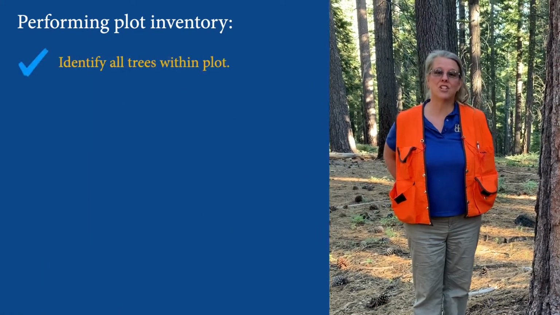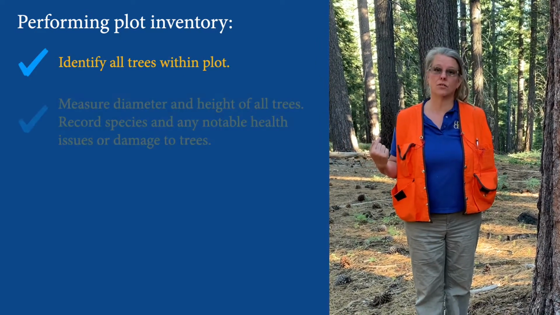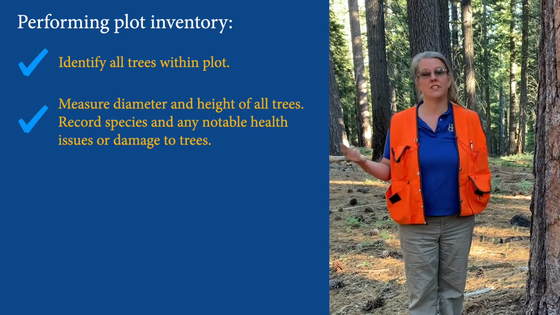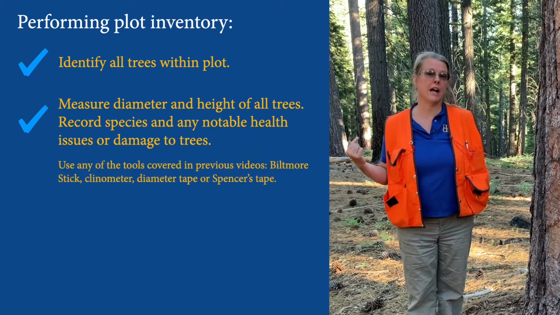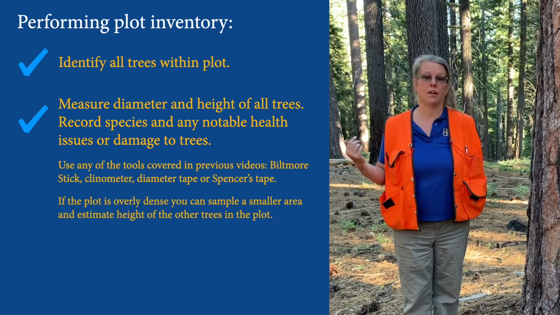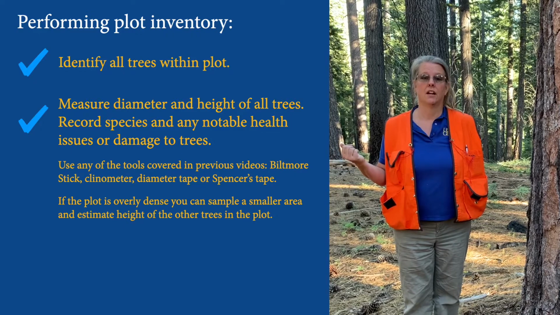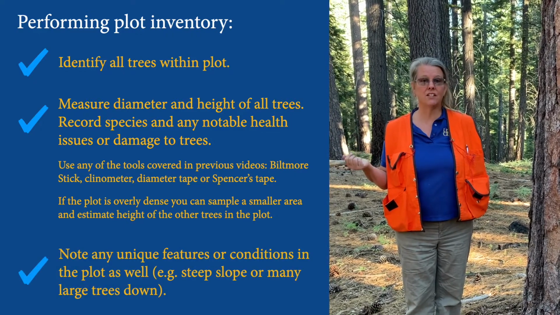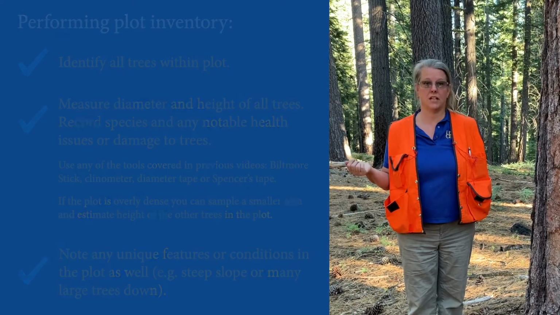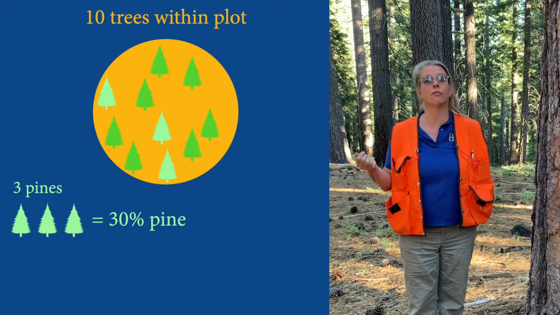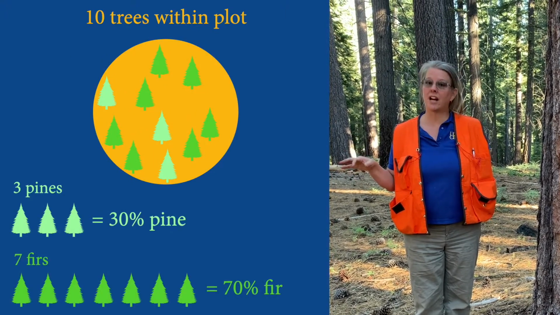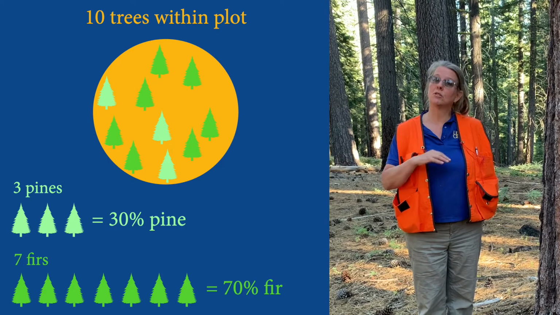Okay, so I've just finished identifying all the trees in my 1/10 acre plot. I've taken the diameter of each one and the height of most of them. I can sample if there are too many. And I found that I had 10 trees in my 1/10 acre plot, 3 pines and 7 firs. Now that's only one plot. Since I'm sampling, I want to do a bunch more.